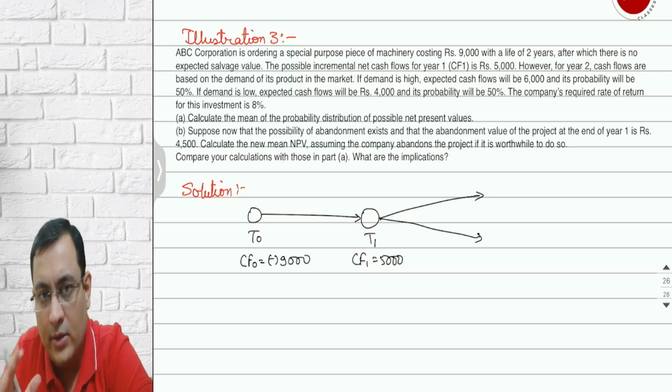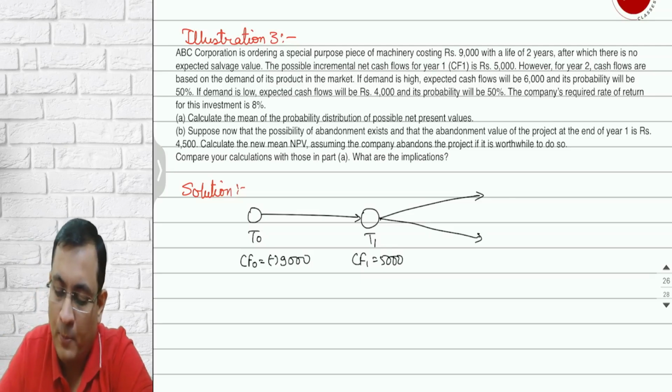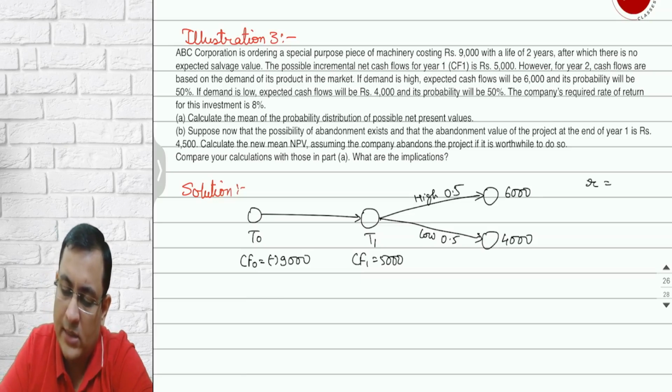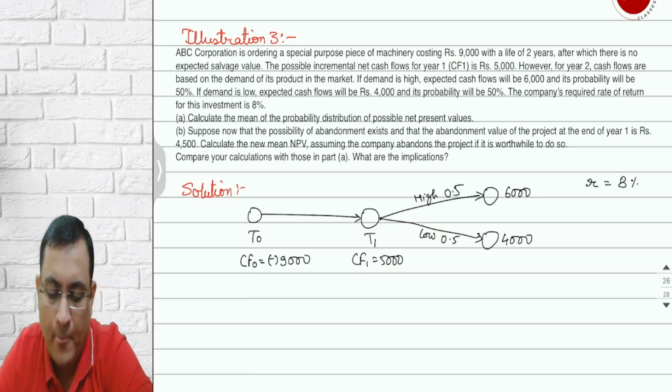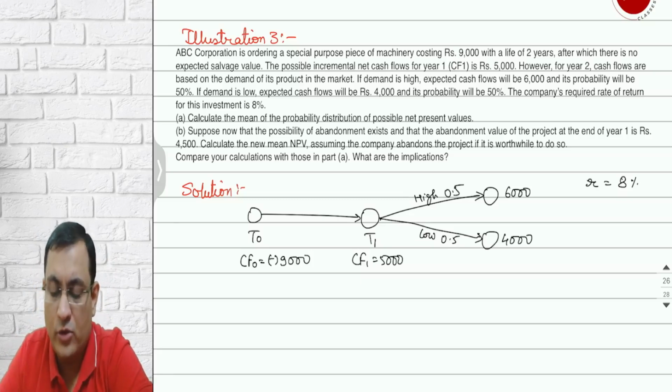The circles denote an event or a point in time, whereas the arrows denote branches, the number of choices we have. So if demand is high, your cash flow will be equal to how much? 6,000, and the probability is 0.5. And if the demand is low, which also has a probability of 0.5, the cash flow will be equal to 4,000. The company's required rate of return, that is the discounting rate, is 8%. Calculate the mean or average of the probability distribution of possible NPV.